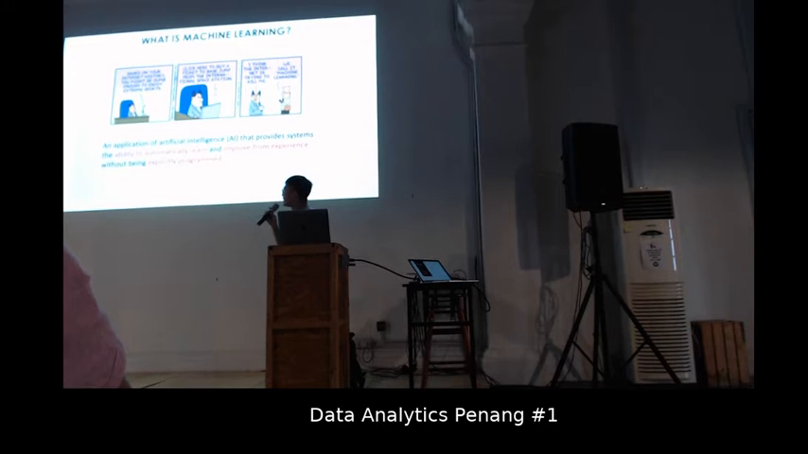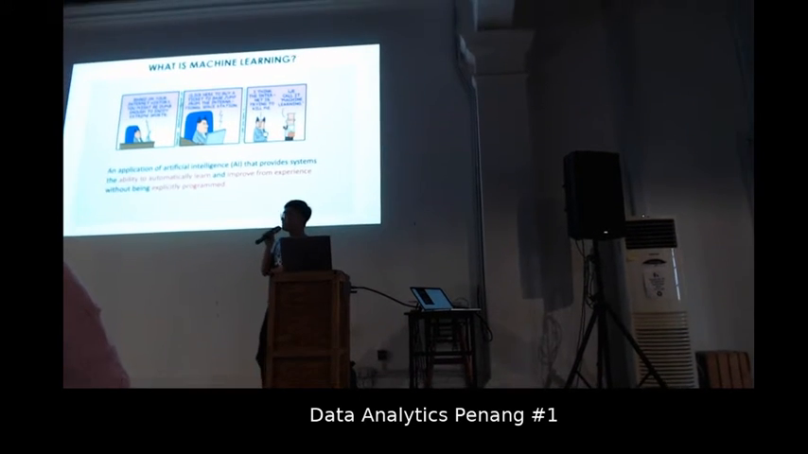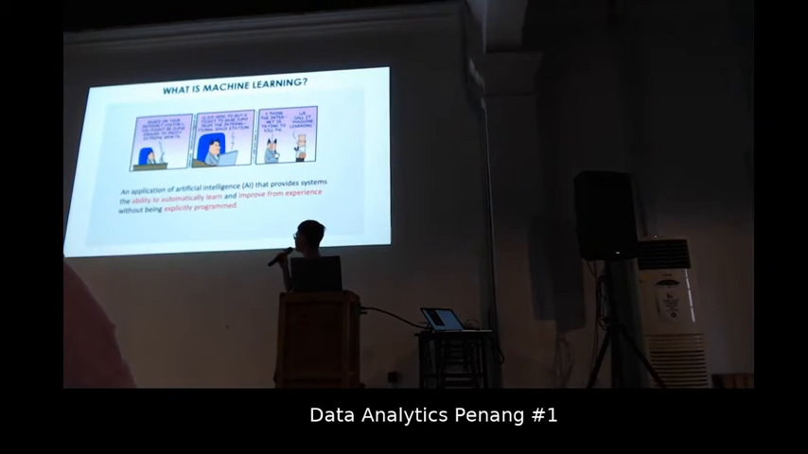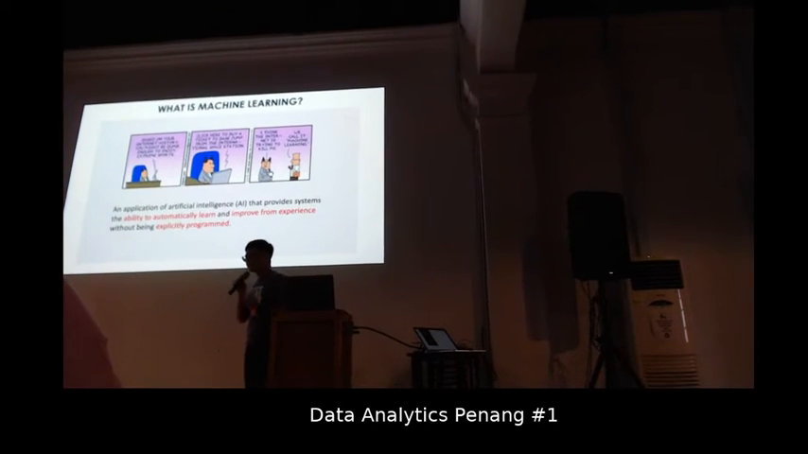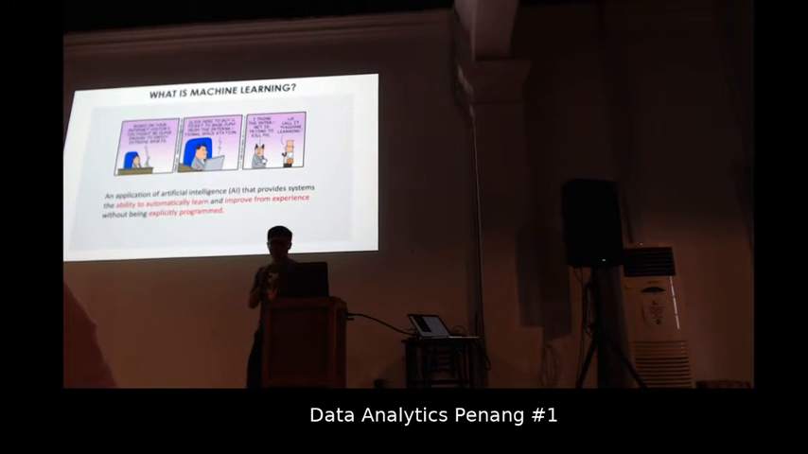Okay, so firstly, what is machine learning? By definition, machine learning is an application of AI that provides the ability to the application to learn without being explicitly coded. It means that the machine, the program, will learn from the data instead of learning from the code itself.